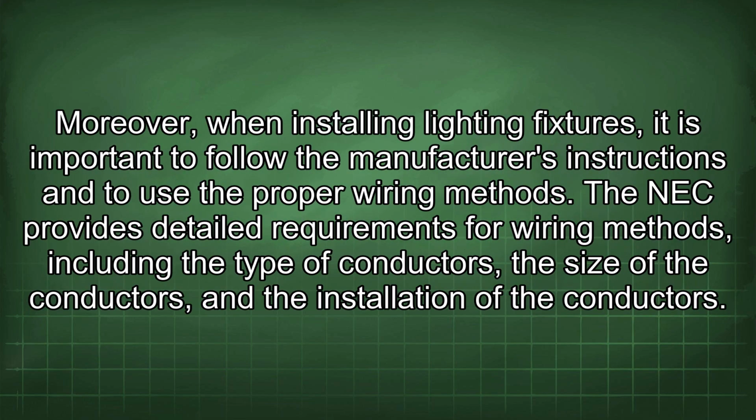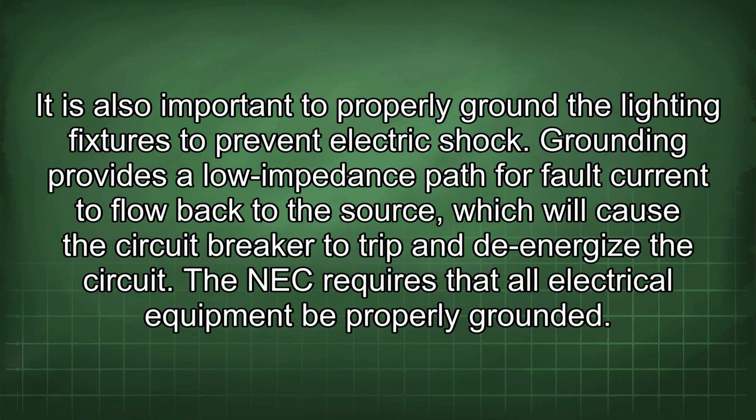Moreover, when installing lighting fixtures, it is important to follow the manufacturer's instructions and to use the proper wiring methods. The NEC provides detailed requirements for wiring methods, including the type of conductors, the size of the conductors, and the installation of the conductors. It is also important to properly ground the lighting fixtures to prevent electric shock. Grounding provides a low impedance path for fault current to flow back to the source, which will cause the circuit breaker to trip and de-energize the circuit. The NEC requires that all electrical equipment be properly grounded.